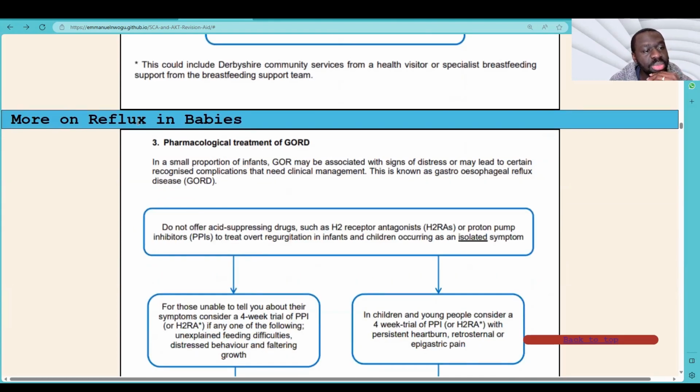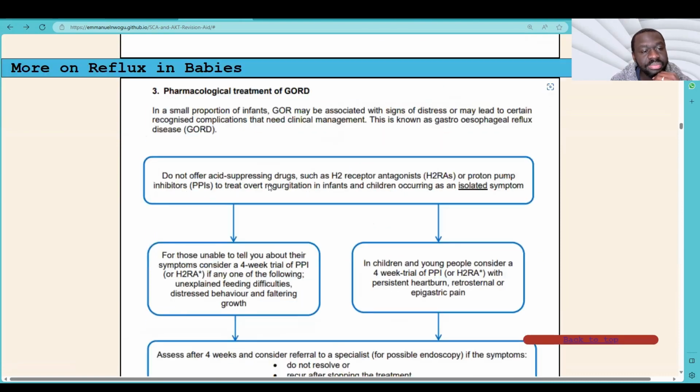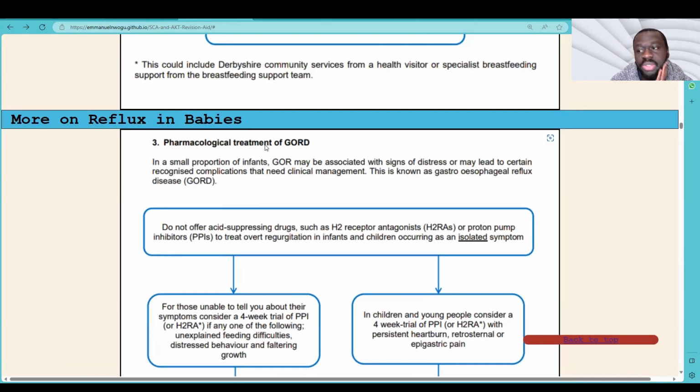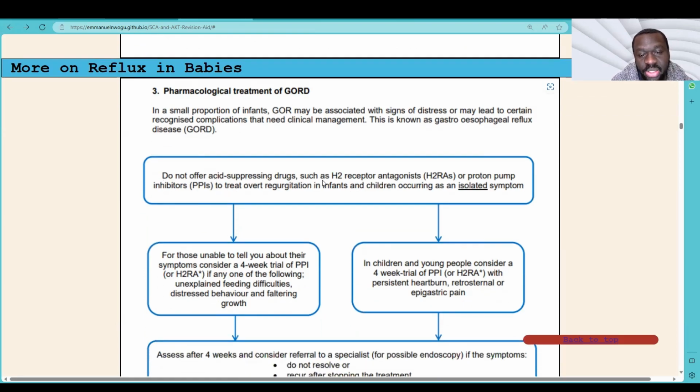Okay. So more on reflux in babies. Pharmacological treatment of gastroesophageal reflux disease. In a small proportion of infants, gastroesophageal reflux may be associated with signs of distress or may lead to certain recognized complications that need clinical management. This is known as gastroesophageal reflux disease when it's symptomatic, causing distress, causing some complications. Do not offer acid suppressing medications such as H2 receptor antagonists or proton pump inhibitors to treat overt regurgitation in infants and children occurring as an isolated symptom.